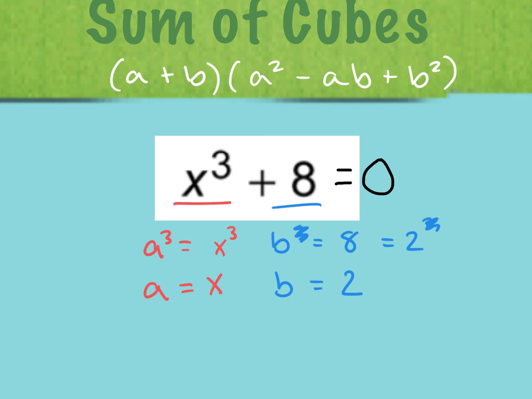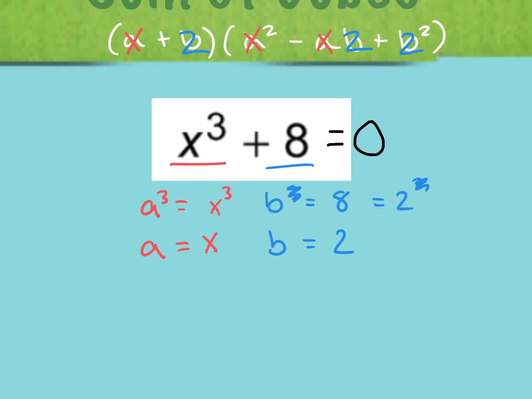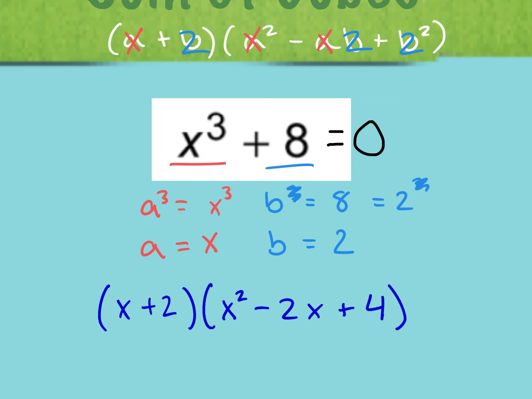So everywhere I see A, I'm going to plug in an X. Everywhere I see B, I'm going to plug in a 2. So my new formula, how would I start? How did you get 2? Like, how did you get B? I'll do it again. I'll show you. So X plus 2, then what comes next? What's 2 squared? 4. 2 times 2 is 4. So 2 squared is 4. And then X times 2 becomes 2X.